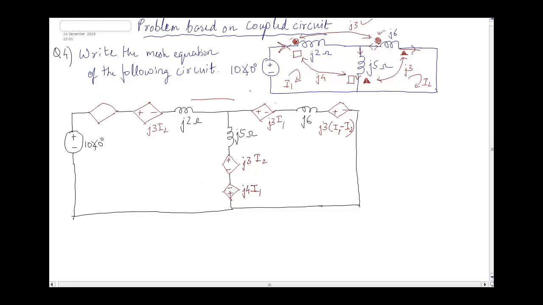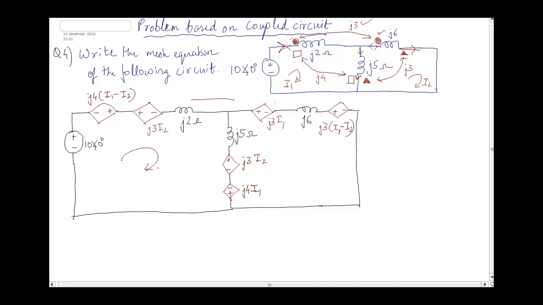Similarly, if I look at the current passing through J5, it is I1 minus I2, leaving the coil J5 at this square dot. So here it should be entering. If it has to be entering the coil, then this should be positive and this should be negative. Since the mutual inductance is J4 and the current flowing is I1 minus I2, the value of this dependent source will be this one.